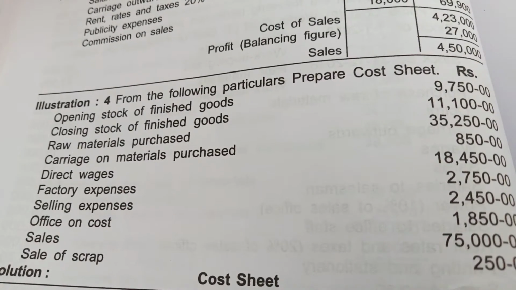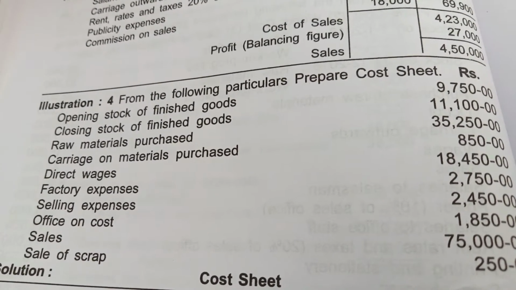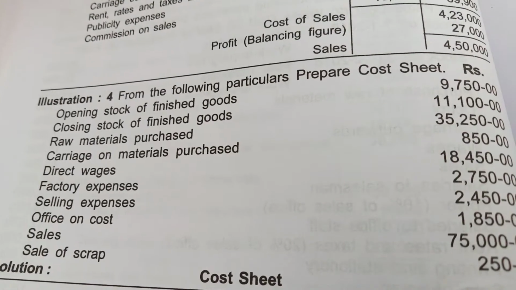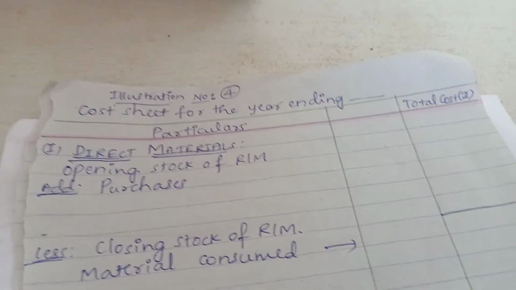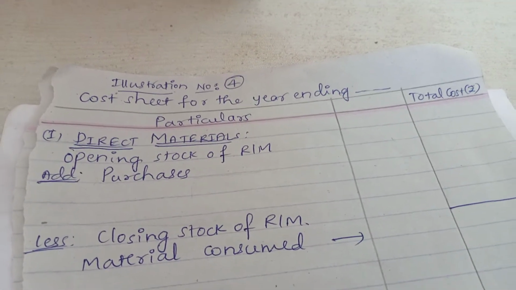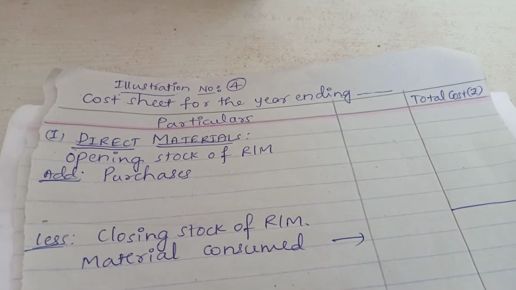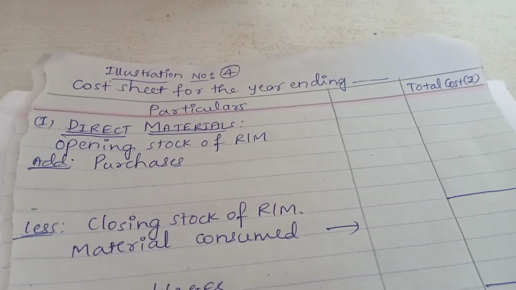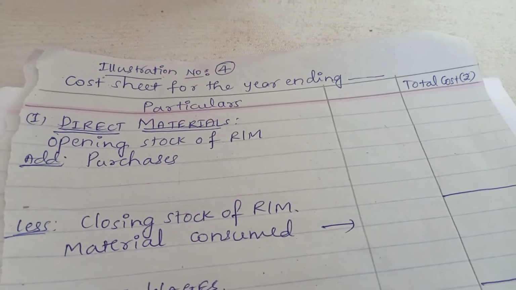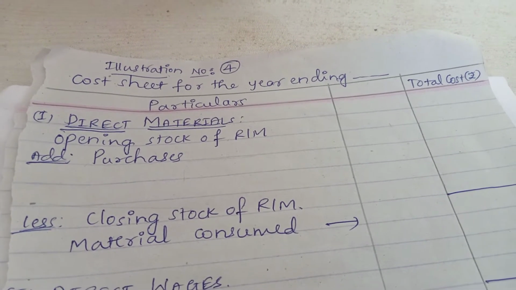Before you solve this kind of problem, be ready with the blank format of the cost sheet with the respective heads. So what is the format of the cost sheet? Here you can go through it. At the top of the statement I have written cost sheet for the year ending, with 3 columns: one is particulars, an inner column, and the last column is the total cost in terms of rupees.